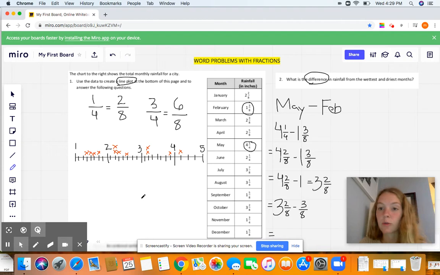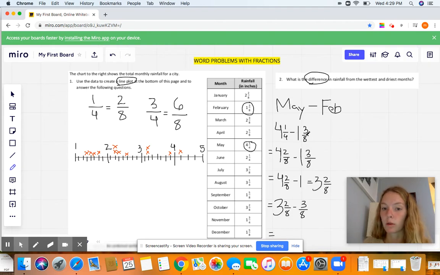All right, so to figure out what the difference is between the rainfall in the wettest and the driest month, I got the wettest month and the driest month. 4 1/4 minus 1 3/8. So I renamed this one 4 2/8 so that we're using the same fractions, and minus 1 3/8. First, I subtracted the wholes. So 4 and 2/8 minus 1 whole is 3 and 2/8, easy. And now I have 3 and 2/8 minus 3/8.